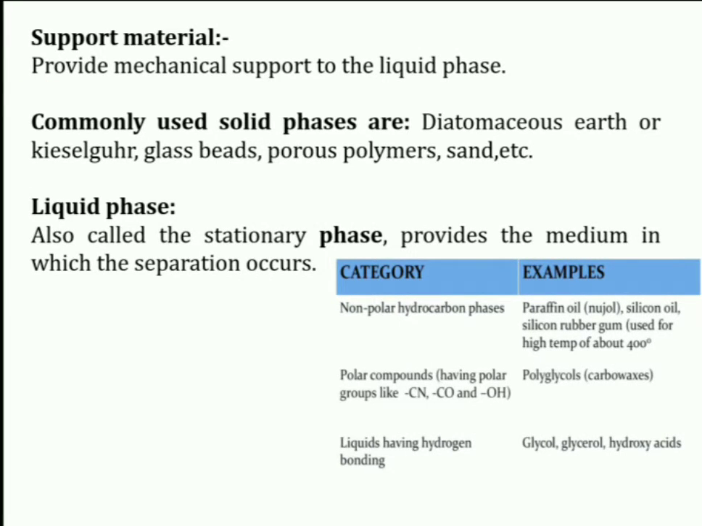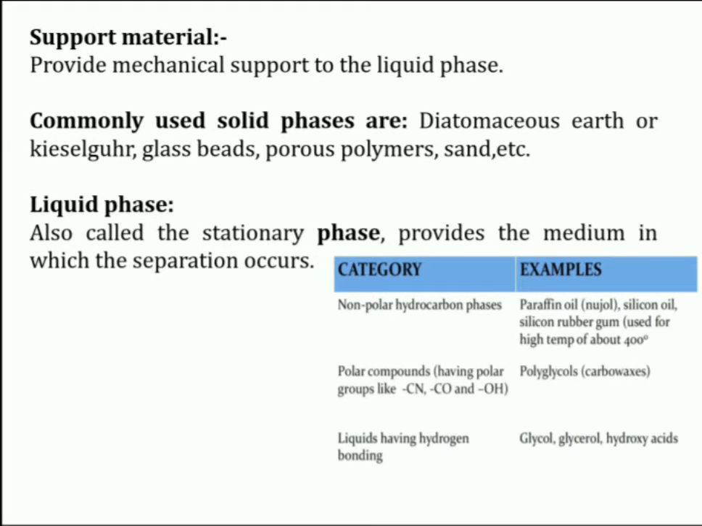Commonly used solid phases are diatomaceous earth or kieselguhr, glass beads, porous polymers, sand, etc. Diatomaceous earth or kieselguhr is a form of silica. Its main function is to provide mechanical support to the liquid phase.